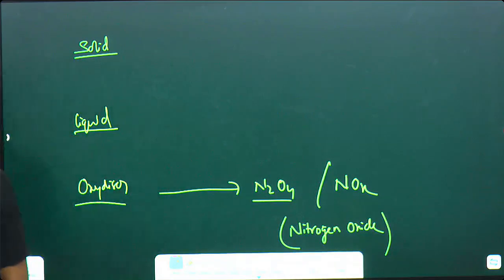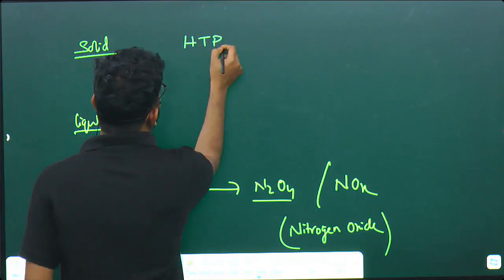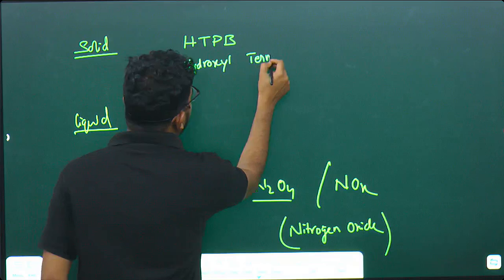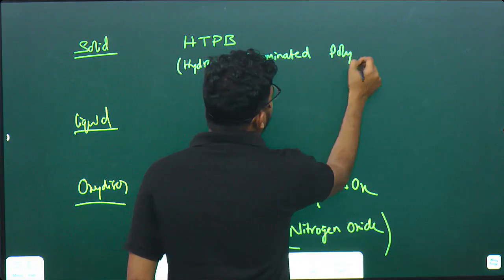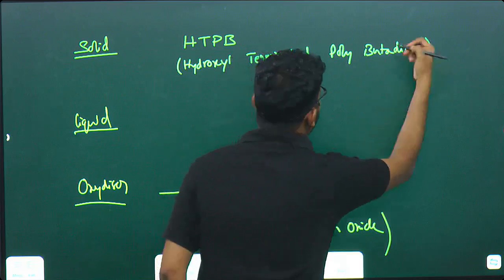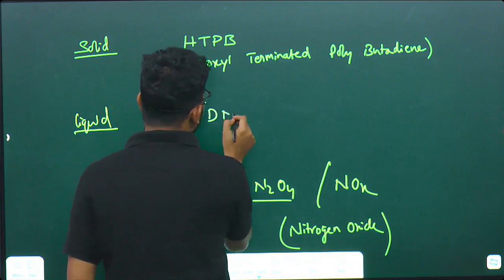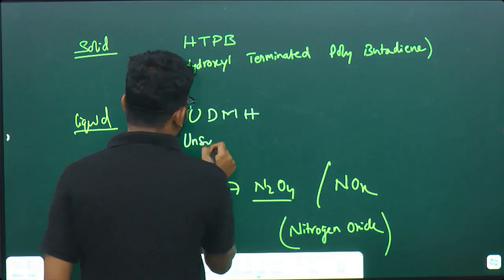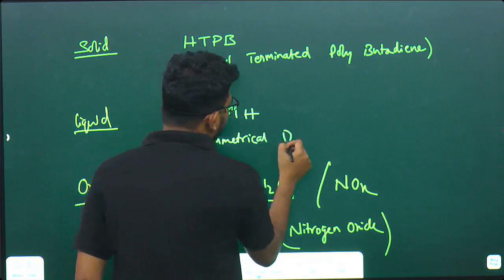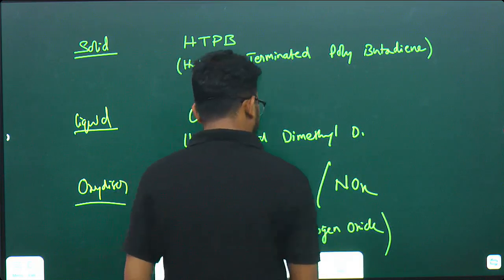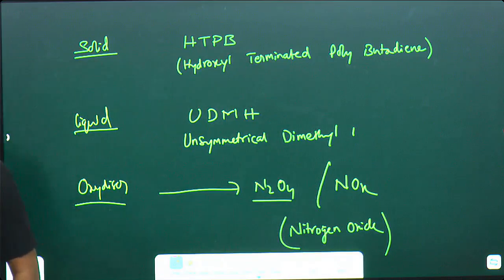The solid type of fuel we'll be using is hydroxyl terminated polybutadiene. And the liquid kind of fuel is unsymmetrical dimethyl hydrazine.